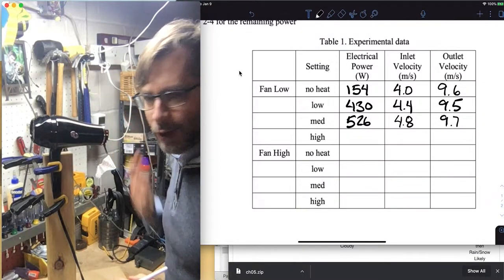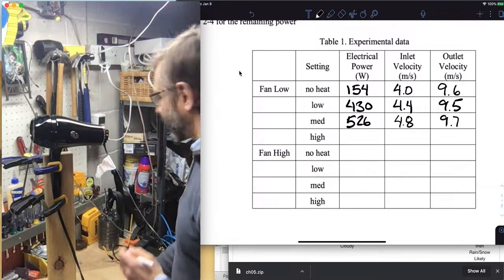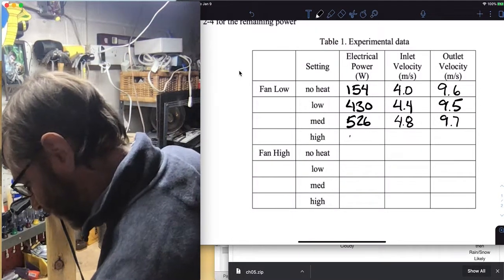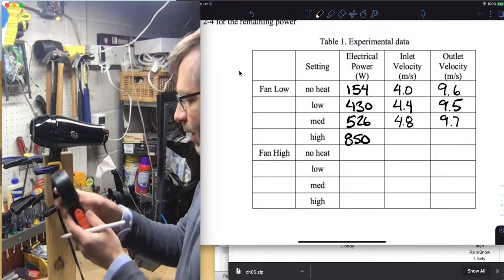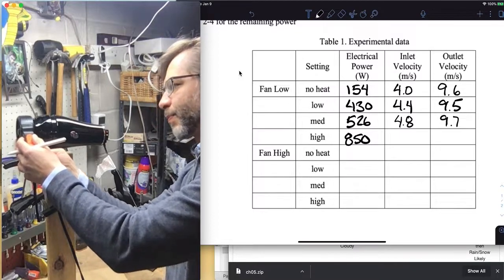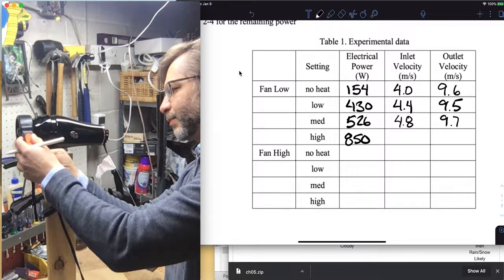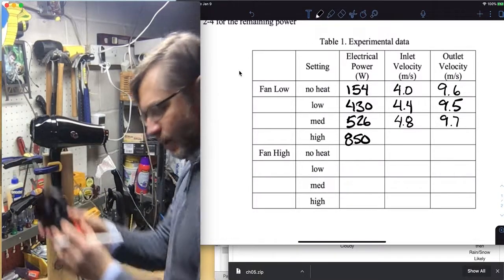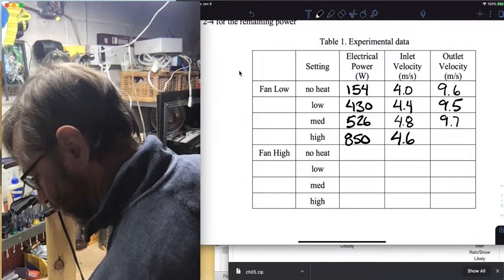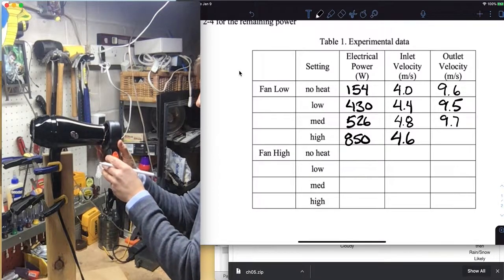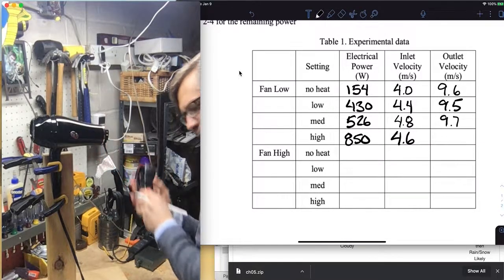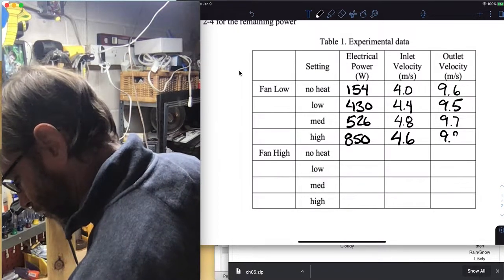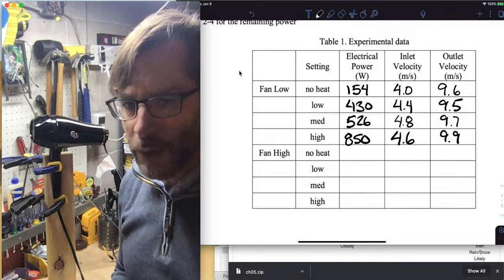Okay, this fan is still at the low setting. We have 850 watts. Okay, and then I'm going to pull out my velocities here one more time. I'm getting about 4.6, and here, oh, we got about 9.9. Okay, so it's approximately the same for those different settings.